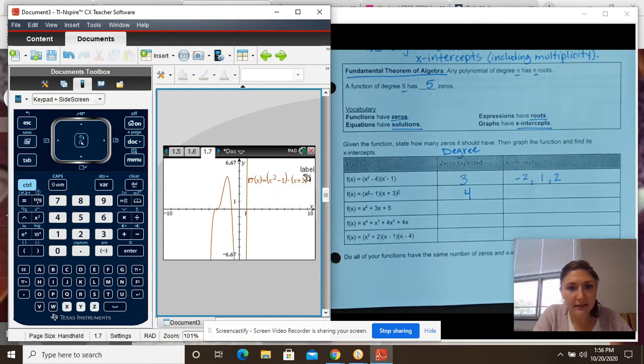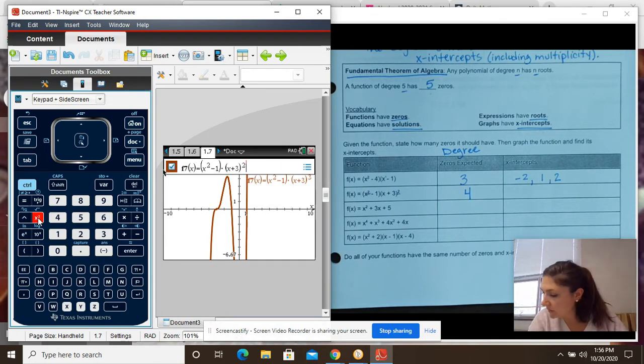Oops, I made a mistake on this one. Let me edit this really quickly. That should not be a cubed, that should be a squared. x squared minus 1, x plus 3 squared, that looks better.